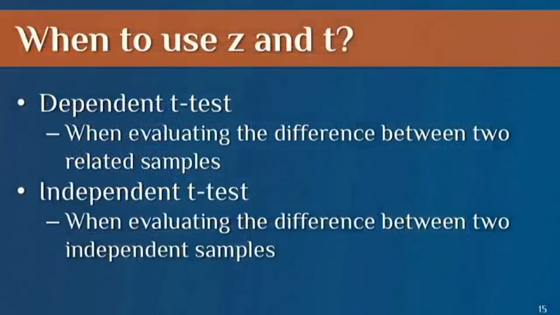So a dependent t-test is appropriate when you have the same people measured twice. So you can calculate a difference score and then see if the mean difference score is significantly different from 0. If so, then you have a significant change.